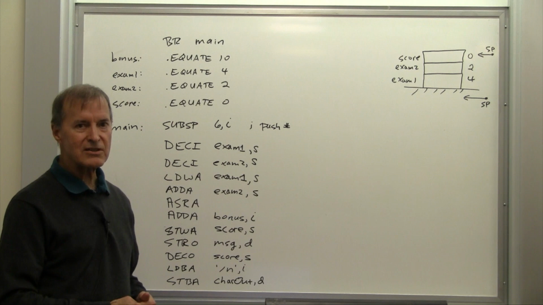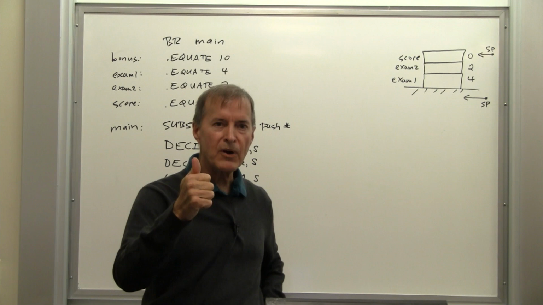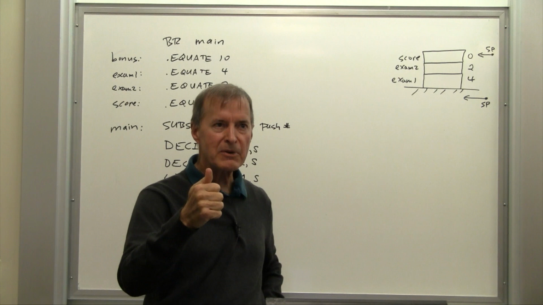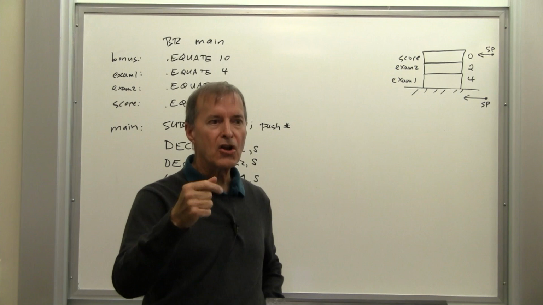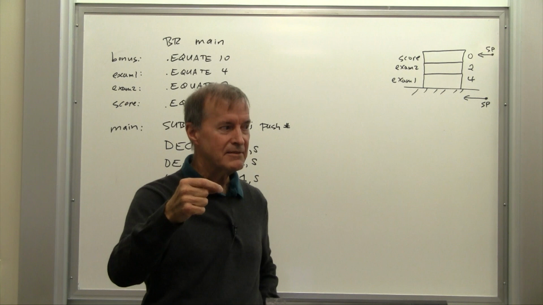Because they are local variables. That's why the C memory model is so important. Global variables are stored where? Where are global variables stored? At a fixed location in memory, allocated with what? Dot block. Local variables are stored where? On the runtime stack, allocated with what? Sub-SP. Are you with me? Now is it starting to make a little bit more sense?